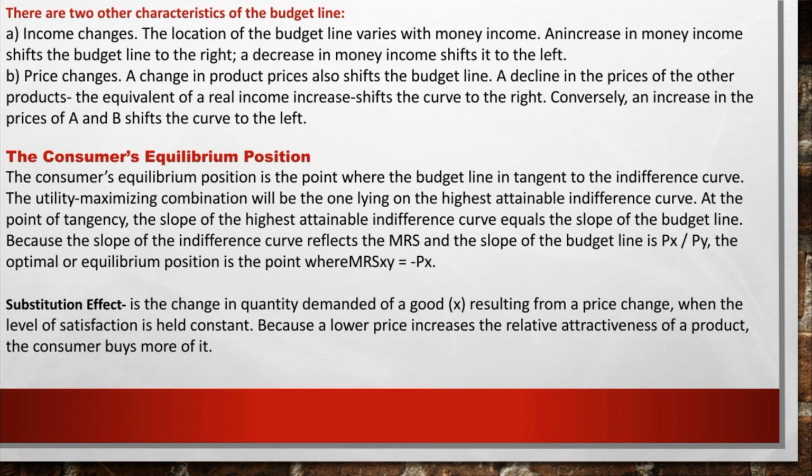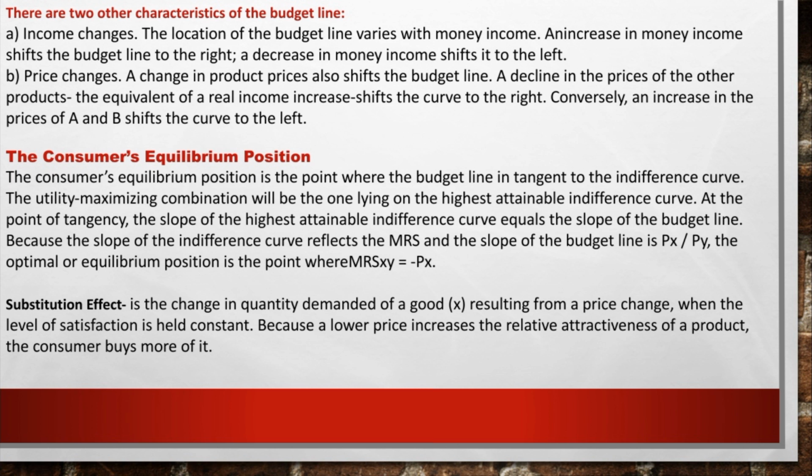We have letter B, price changes. A change in product prices also shifts the budget line. A decline in the prices of the products, the equivalent of a real income increase, shifts the curve to the right. Conversely, an increase in the prices of A and B shifts the curve to the left.